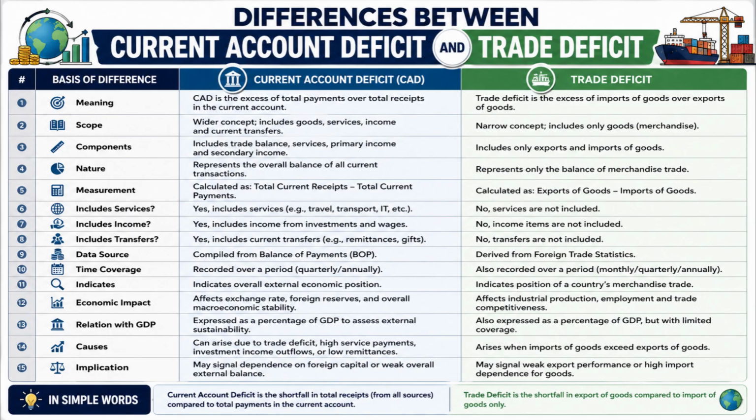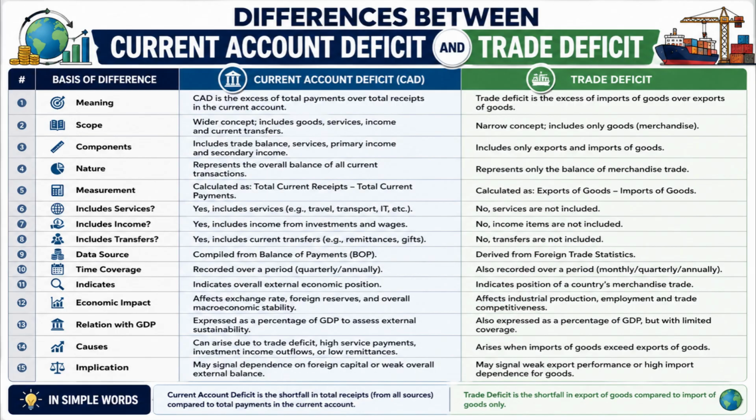Number 6. Current account deficit includes services such as tourism, transportation, and IT services, whereas trade deficit does not include services. Number 7. Current account deficit also includes income from wages and foreign investments, whereas trade deficit excludes all income-related items. Number 8. Current account deficit includes current transfers like remittances and gifts, whereas trade deficit does not include transfers.